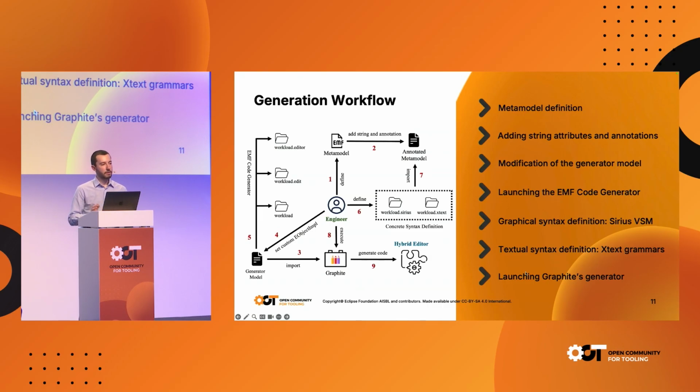Now, the final step would be to launch Graphite's generator. And you would just click a button. Now I've showed the process for doing this. The output would be a list of classes generated by Graphite, but also a list of modified classes. Specifically, Graphite would modify some classes generated by EMF in this step, launching the EMF code generator.